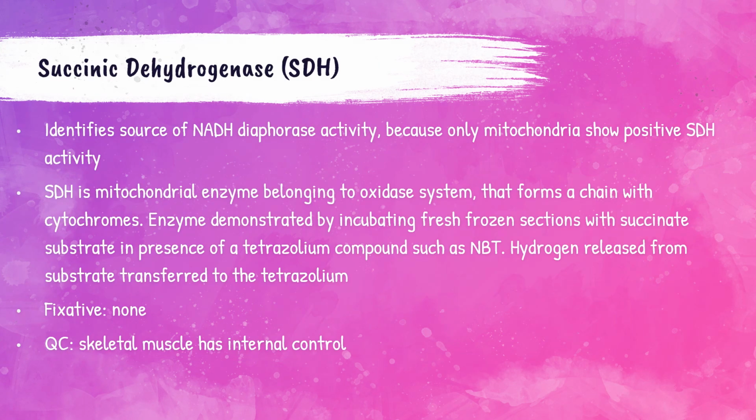Succinic dehydrogenase, or SDH, is a technique that is used to further identify the source of NADH diaphorase activity. This is because only mitochondria show positive SDH activity. SDH is a mitochondrial enzyme that forms a chain with cytochromes. The enzyme is demonstrated by incubating fresh frozen sections with succinate substrate in the presence of a tetrazolium compound such as NBT. No fixative is used here, and skeletal muscle has an internal control. How nice of the skeletal muscle to have internal controls for these things.